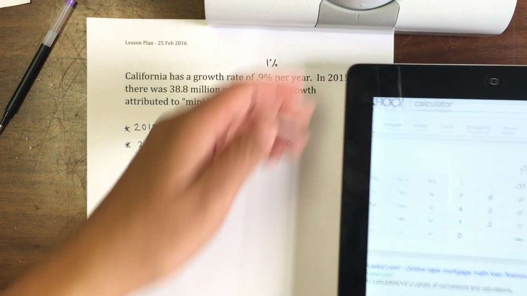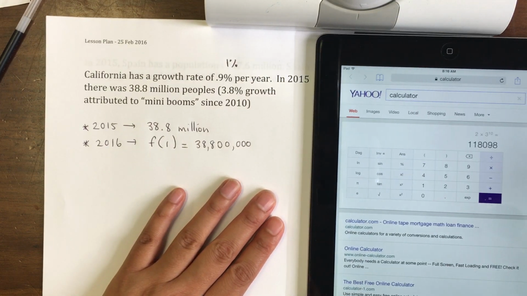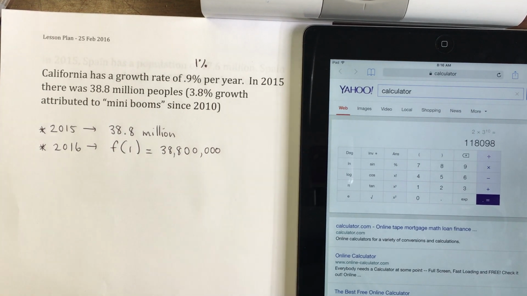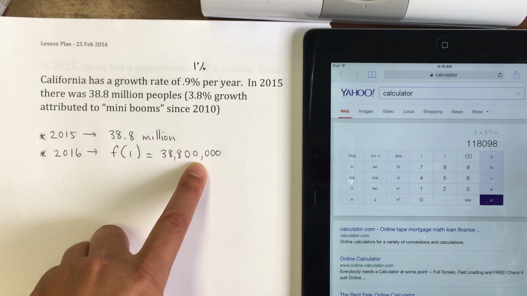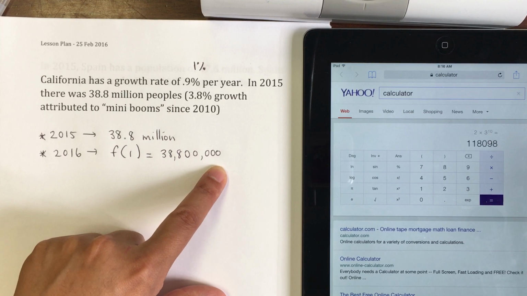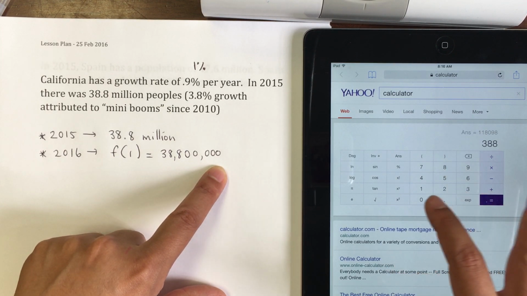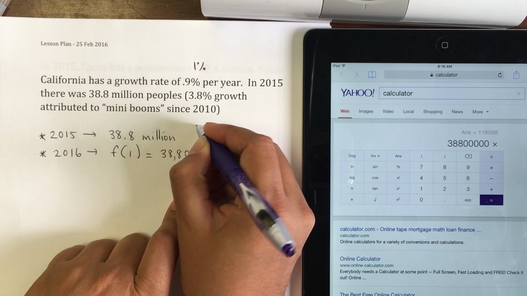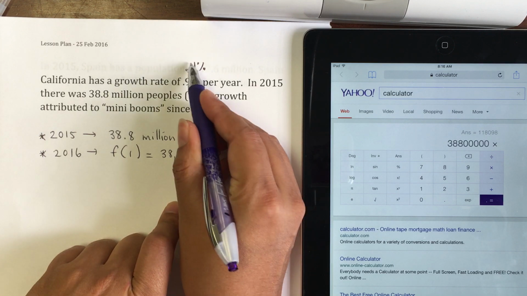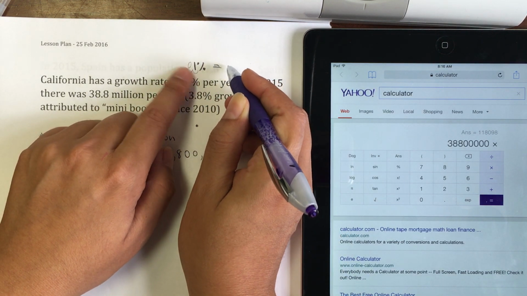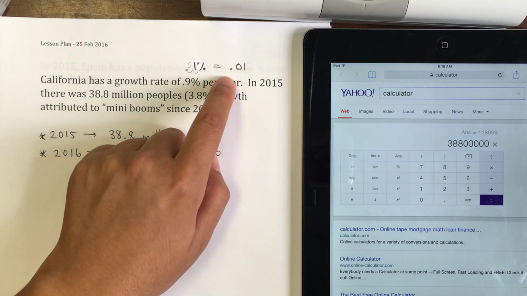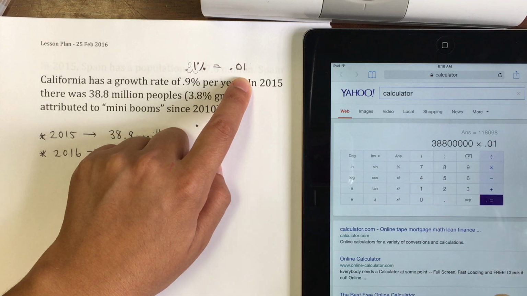Well, let me see, you can see both of these. There you go. 1% of 38,800,000 would be 38,800,000 times 1%. Now remember that for 1%, we just bring the decimal back 2 spaces. So in decimal form, 1% would be 0.01. So we're going to multiply this times 0.01. And that's the 1% population growth.